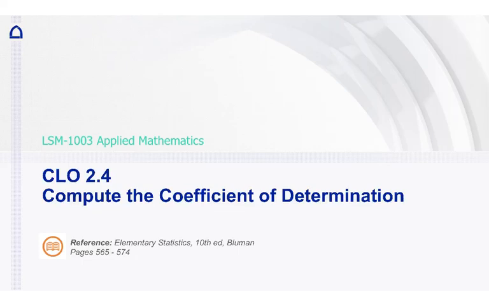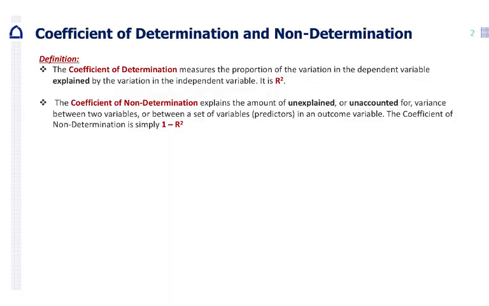CLO 2.4, compute the coefficient of determination. Okay, since we're talking about correlation and scatter plots, we are going to talk about two more measurements that we'll use a lot. One is called the coefficient of determination. We use the symbol r squared to mean coefficient of determination, and then we will use the symbol 1 minus r squared to talk about the coefficient of non-determination.